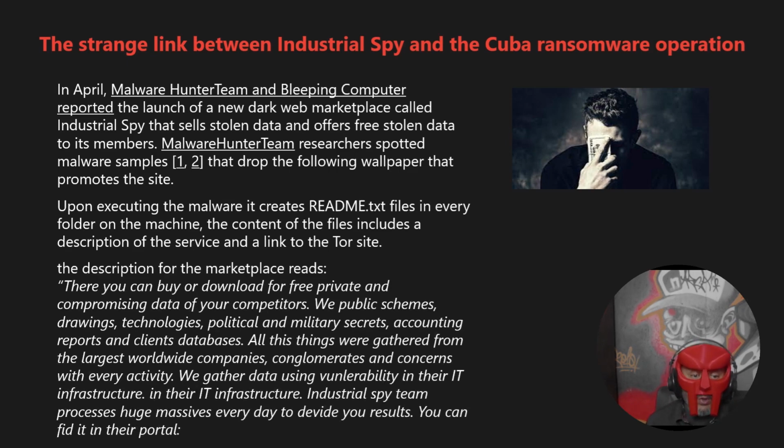The description for the marketplace reads, "There you can buy or download for free private and compromising data of your competitors. We publish schemes, drawings, technologies, political and military secrets, accounting reports, and clients' databases. All these things were gathered from the largest worldwide companies, conglomerates, and concerns with every activity. We gather data using vulnerability in their IT infrastructure. Industrial Spy Team processes huge massives every day to divide your results."